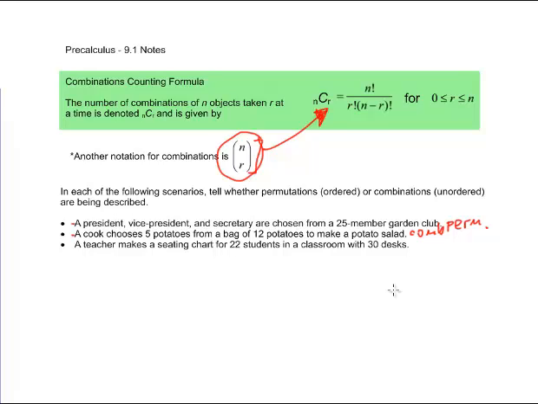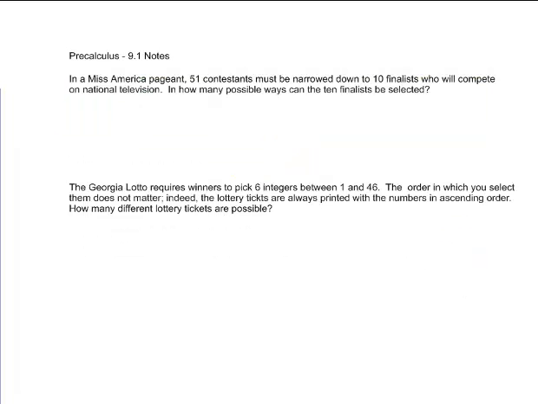Okay, what about a teacher making a seating chart for 22 students in a classroom with 30 desks? This is a permutation. So this last guy right here, he's also a permutation because order matters. All right, different order of students in the same seats results in a different seating chart. Okay, and so that's how you can kind of tell whether something's a combination or a permutation. A combination, order not so important. Permutation, order is.